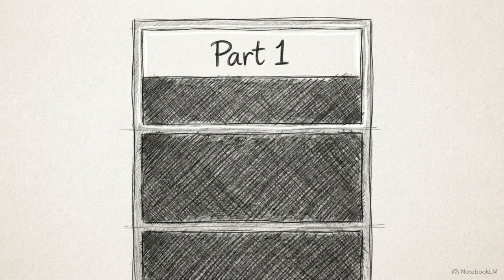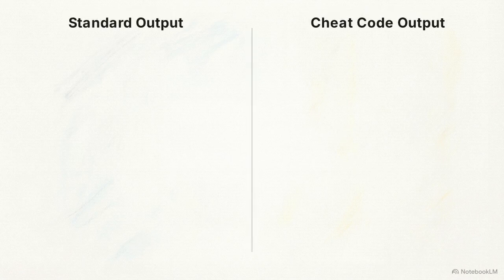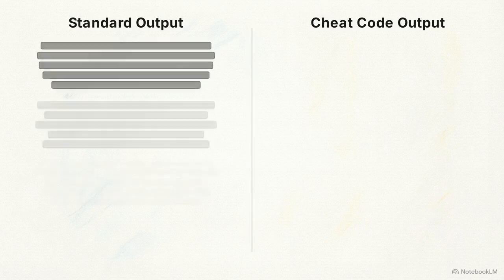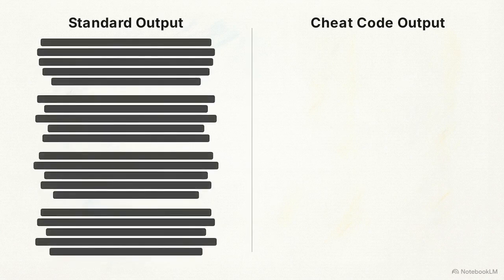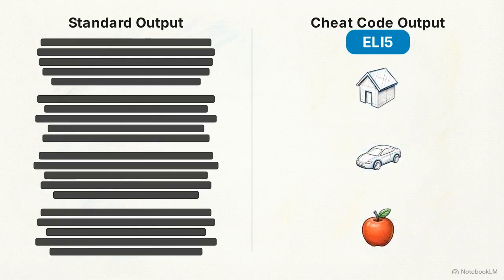Now we build the first section of our guide, a foundational summary of machine learning that is actually easy to read. This split screen shows standard output on the left versus our cheat code output on the right. Without the code, you get dense paragraphs of technical jargon. But look at the right side. That is the result of using ELI5, which stands for Explain Like I'm 5. The code forces the AI to abandon the jargon entirely and map the technical mechanics onto everyday concepts and analogies.